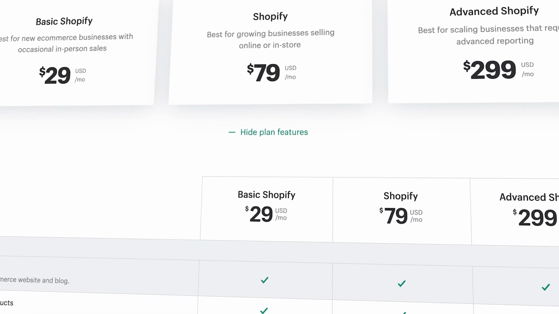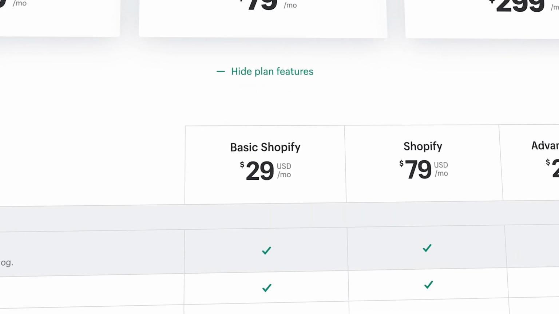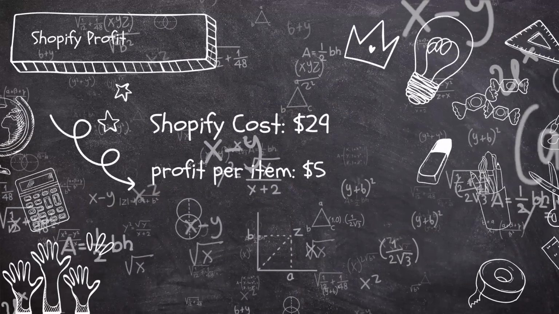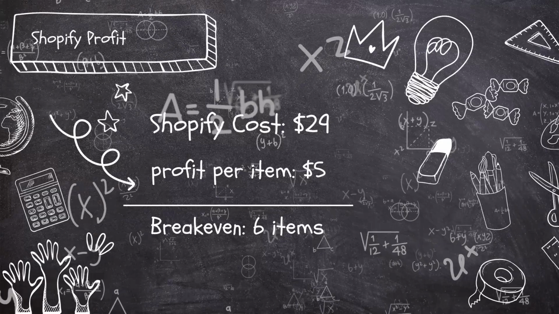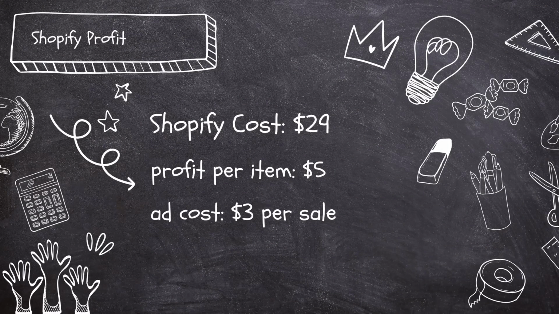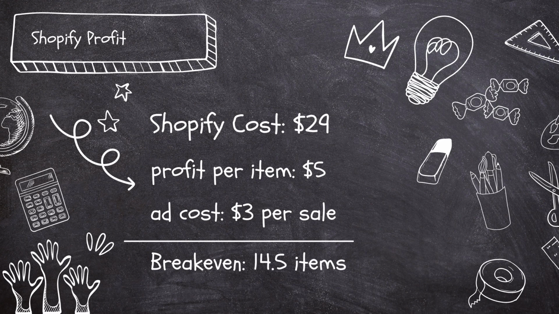Now, Shopify costs you around $29 every single month, which isn't a crazy amount of money if you think about it. If you aim to make $5 profit per item, you only actually need to sell 6 items a month to break even, or just make a dollar with your Shopify store. So that's really not bad. However, we haven't factored in advertising. We all know that advertising is going to cost some money. So if we say advertising is $3 to get 1 sale, then we can deduct that from the profit, which means we will then need to end up getting 14.5 sales.